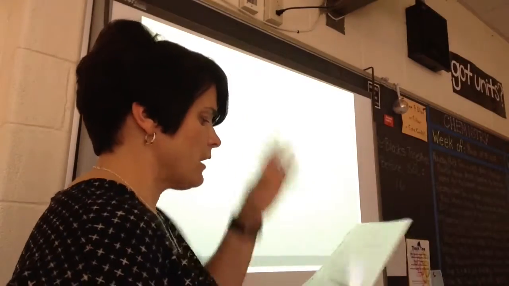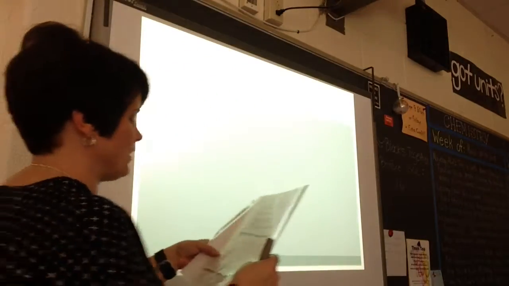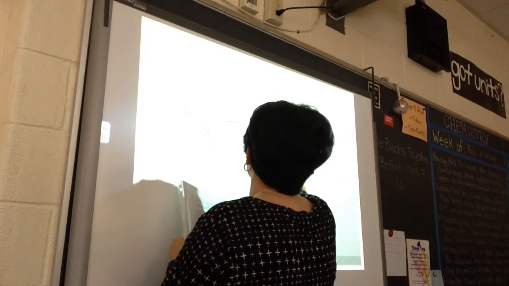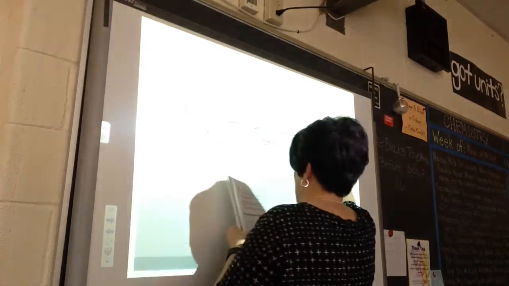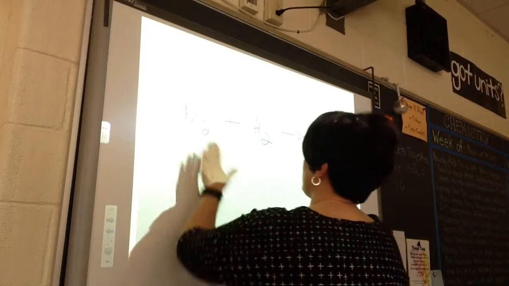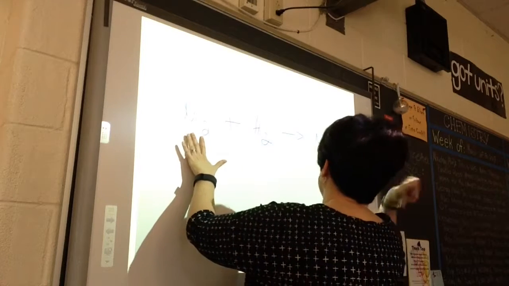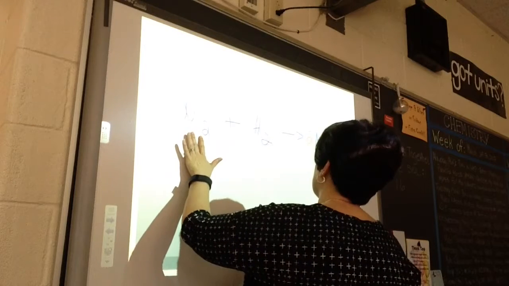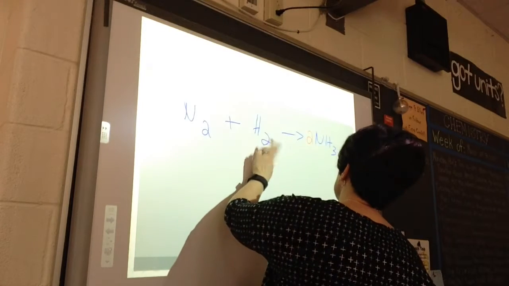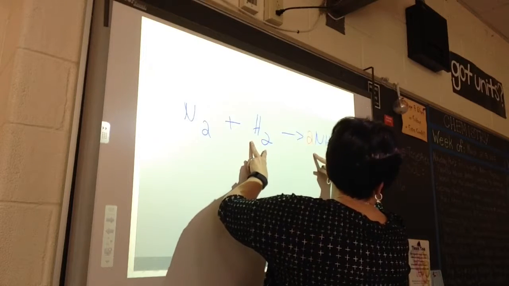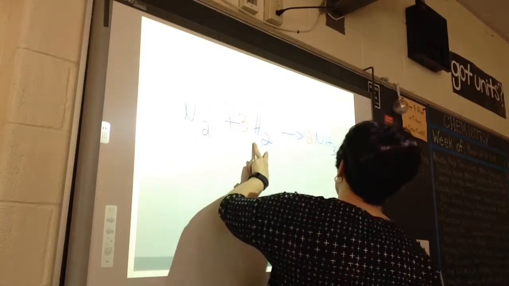Okay? All right, nitrogen gas reacts with hydrogen gas to yield ammonia. So our skeleton, nitrogen gas, hydrogen gas, ammonia. Yes? So we have to balance. We have 1 nitrogen here. We have 2 nitrogens there, so we need a 2 coefficient there. 2 hydrogens here. 2 times 3 is 6, so we need a 3 coefficient there.